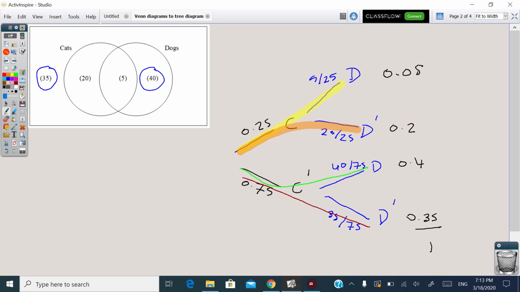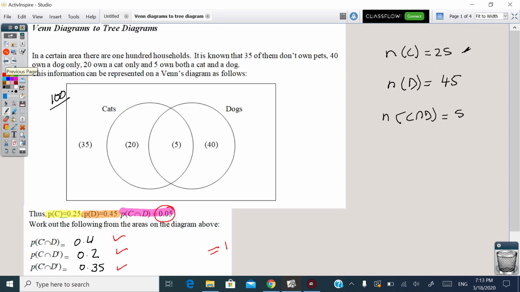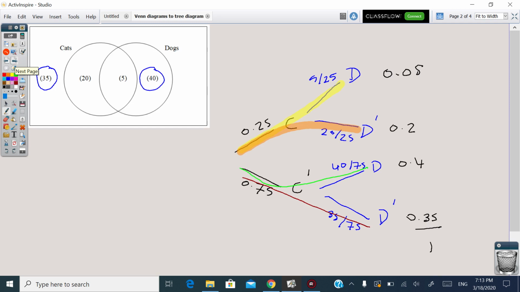But we have seen these numbers before, right here. And we can recognize the numbers. This is the probability of a cat and a dog. This is the probability of a cat and no dog. This is the probability of no cat and a dog. And finally, this is the probability of no cat and no dog.